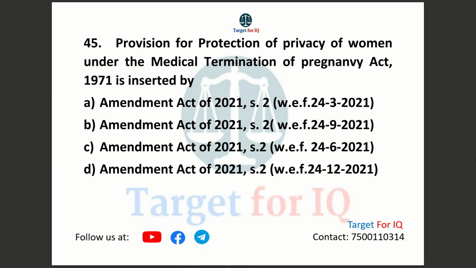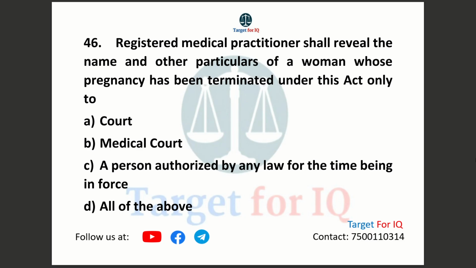Question 45. Provision for protection of privacy of a woman under Medical Termination of Pregnancy Act is inserted by Amendment Act 2021 Section 2. The enforcement date is option A. 24 March 2021. Option B. 24 September 2021. Option C. 24 June 2021. And option D is 24 December 2021. So the correct answer to question number 45 is option B. That is 24 September 2021.